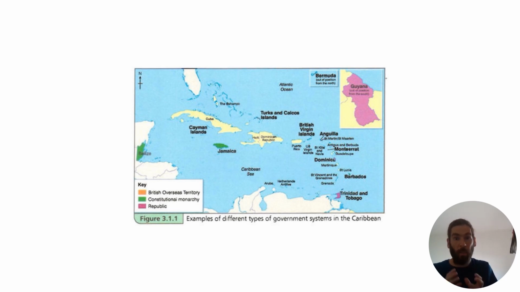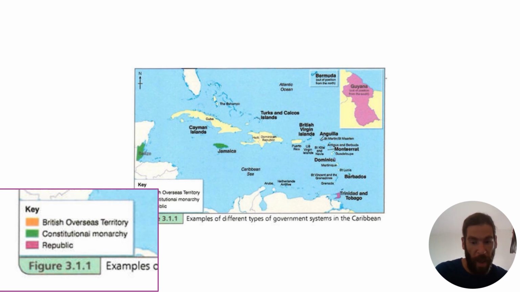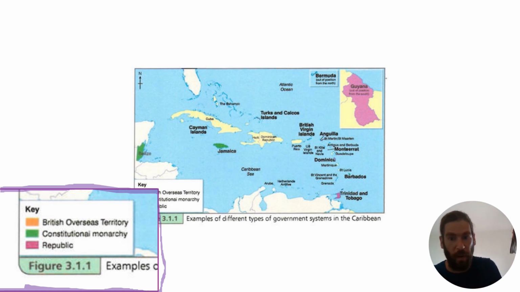For now, when we're looking at the map and we see the different government types, we see what we call a key in English, and in Dutch it would be a legenda. And perhaps you've learned that in class 2 or class 1, I hope, or at basisschool. But a legenda is where by colors it is symbolized what each color means. So there is the explanation of each color. For instance, orange means British Overseas Territory, green means constitutional monarchy, and purple means republic.